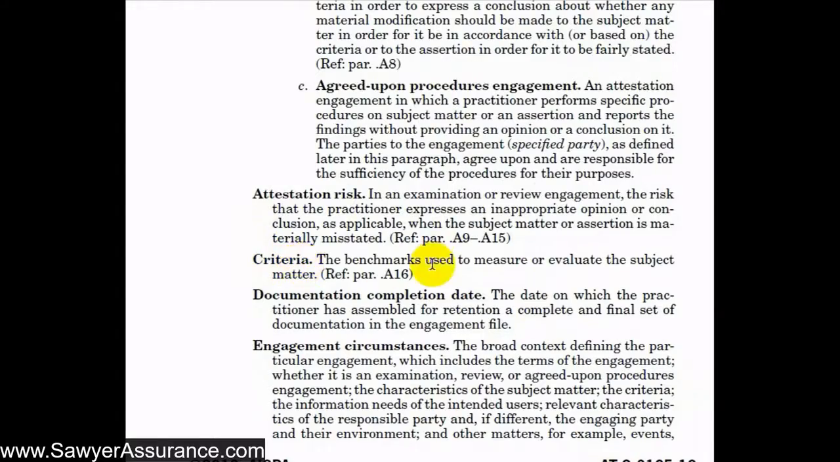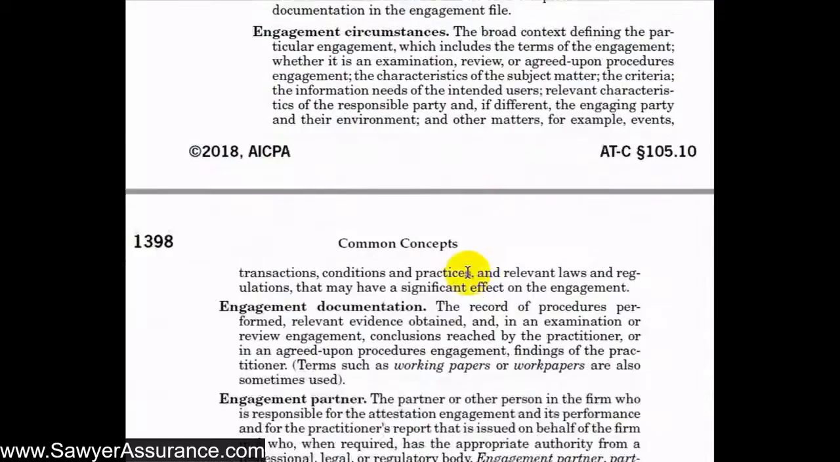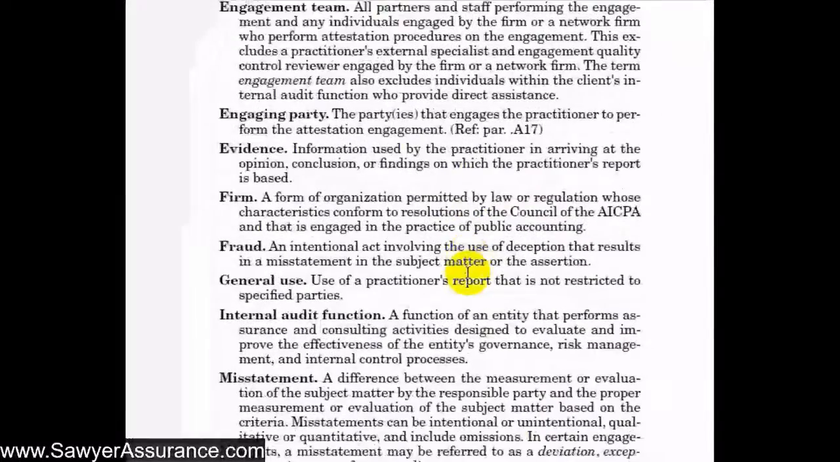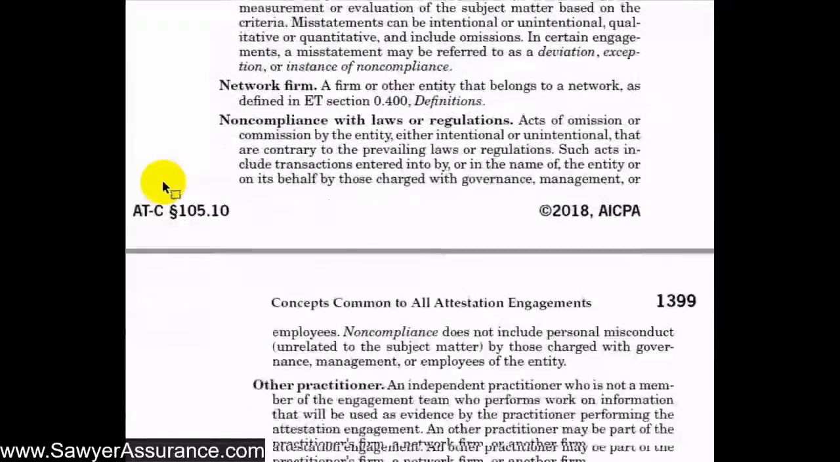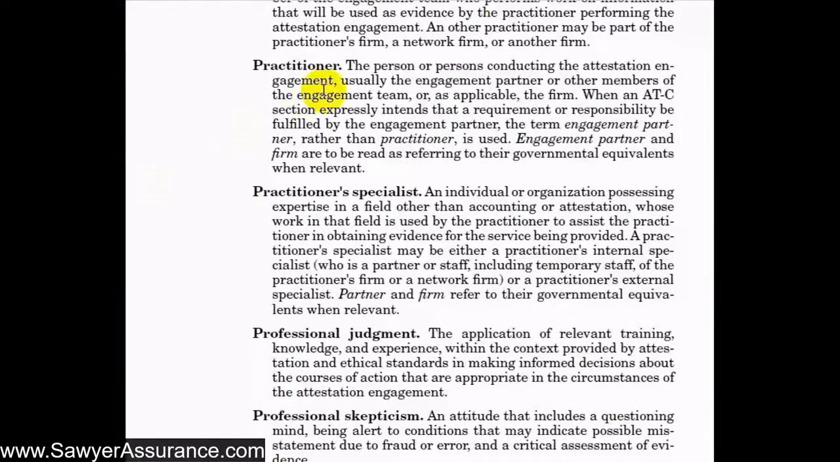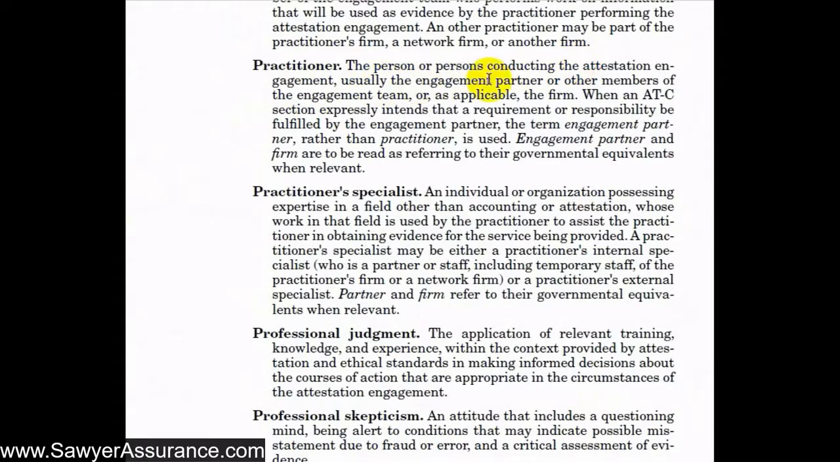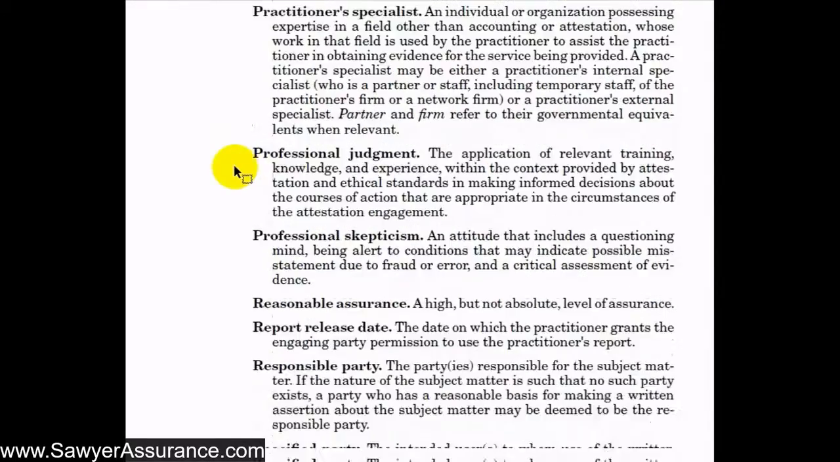Criteria is the benchmarks used to measure or evaluate the subject matter. The engaging parties are the parties that engage us to perform the attestation engagement. And the practitioner is basically us, the person or persons conducting the attestation engagement. It's usually the engagement partner or the members of the engagement team, or as applicable to the firm. And each of these have a different definition as well, and we can go through those later.